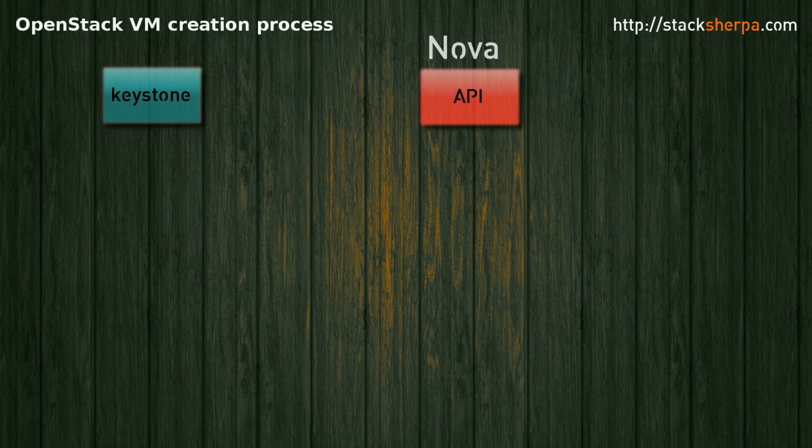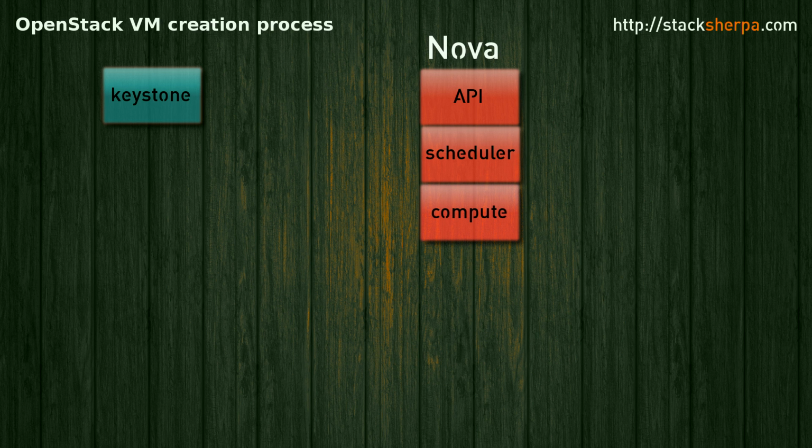Once the API receives the message, it will start its part of the instantiation process. The API will talk with the scheduler, and the scheduler will look for the best resource available in the cloud according to the schedule policy. It will assign that resource to the request and start talking with Nova Compute.